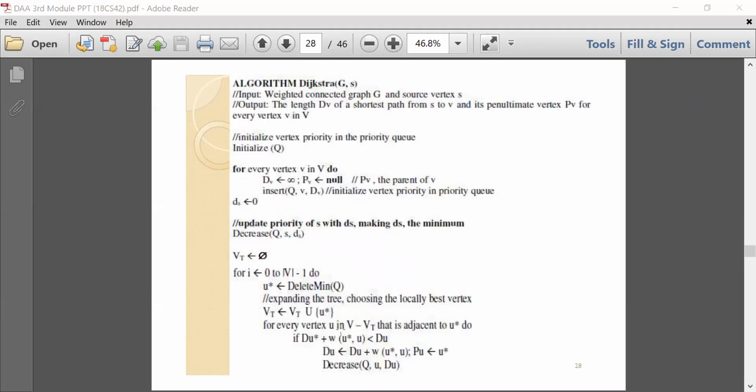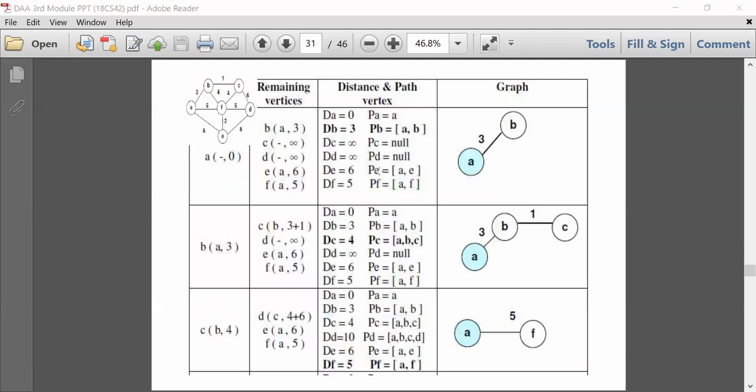Then for every vertex in V minus VT that is adjacent to U star, check du star plus W of U star comma U is less than du. This is nothing but what I was checking and updating here. I said I have to update here. For example, here A of 5, A of 5, I can reach F through C in this way: A to B, B to C, C to F. 4 plus 5, 5 plus 3, how much is it? It becomes 8.